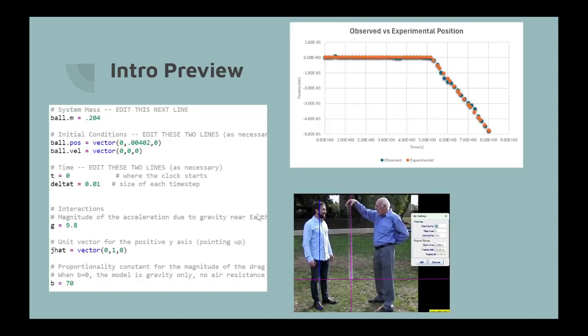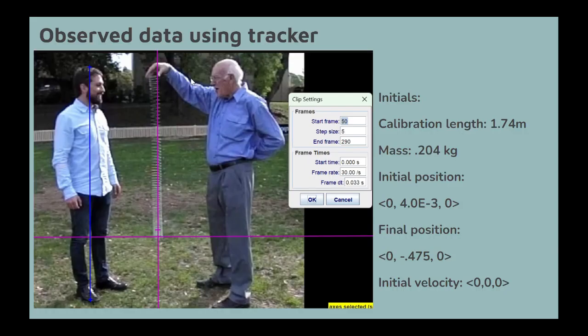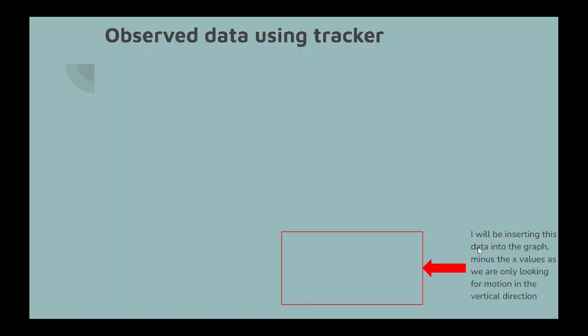We have Tracker, code, and our graphs. Our calibration length is 1.47 meters. I used this guy's height. The mass of the slinky is 0.204 kilograms. Our initial position is very close to the origin, and our final position is around here, right there. And our initial velocity is 0.